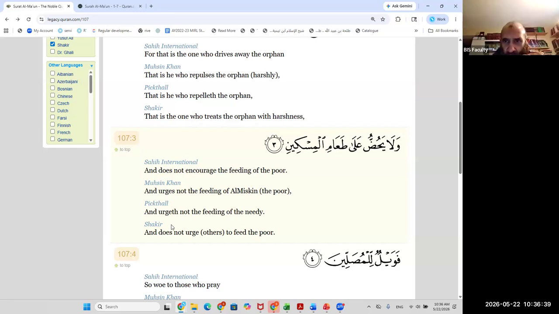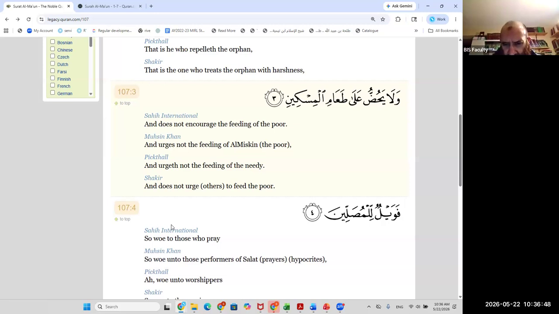حظ يحض, to encourage. Miskin is a poor person, and of course there's the debate whether faqir is different from miskin, and if so, how.